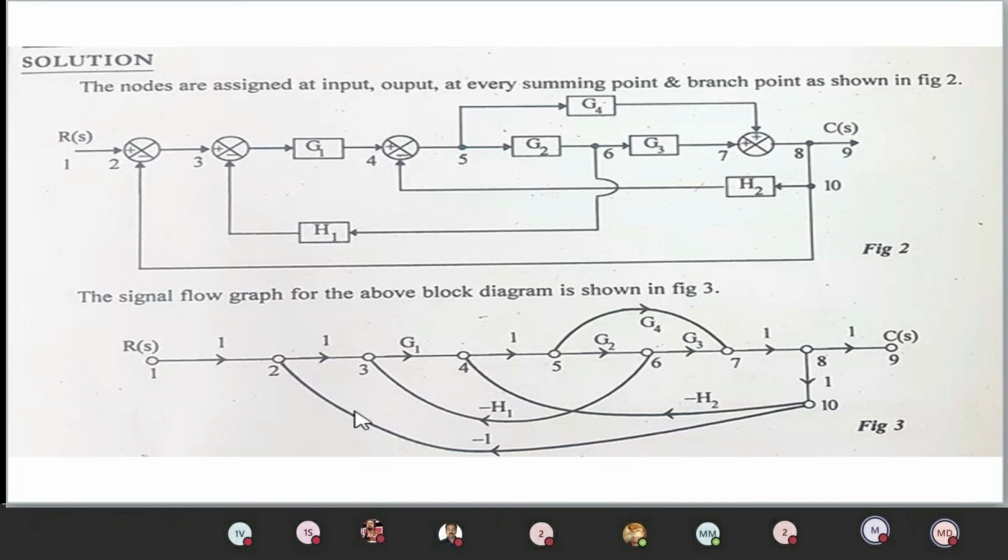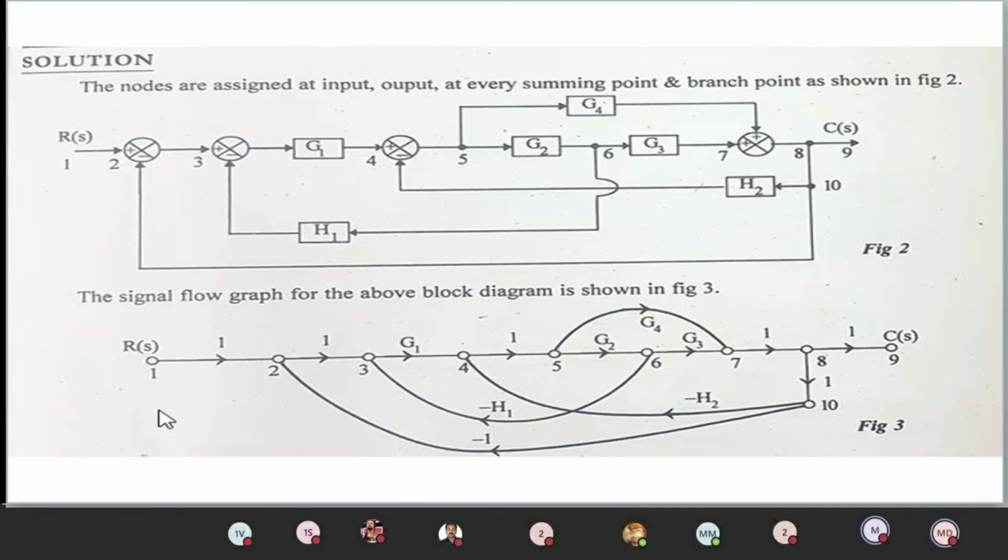This is loop 1. 4 to 5, 5 to 7, 7 to 8, 8 to 10, 10 to 4. This is loop 2. Okay. So from 5 it is directly jumping to 7. Take care. You have found out 2 loops.